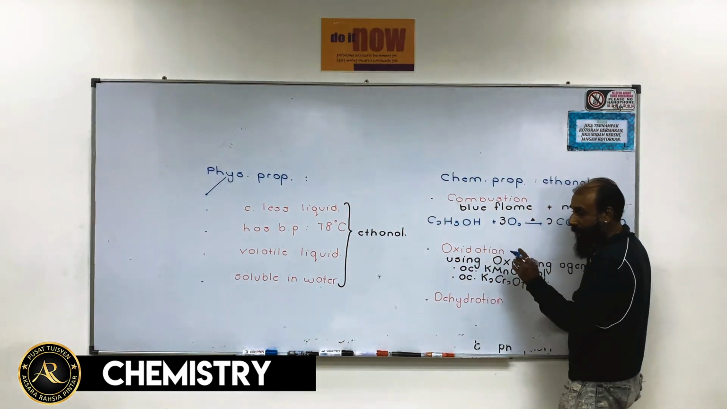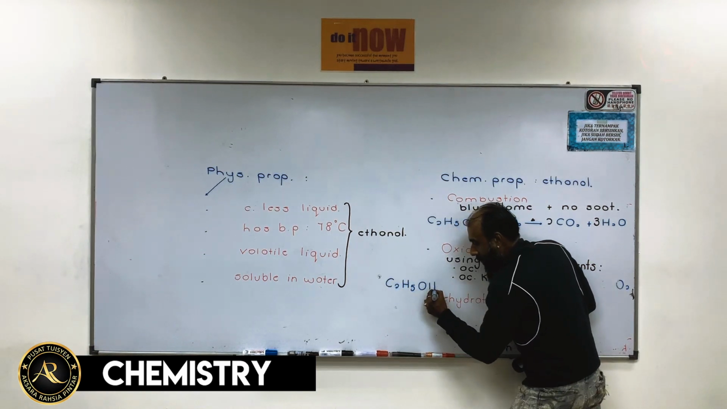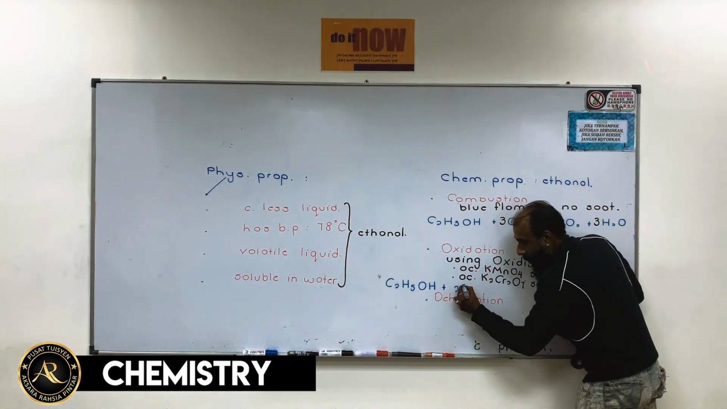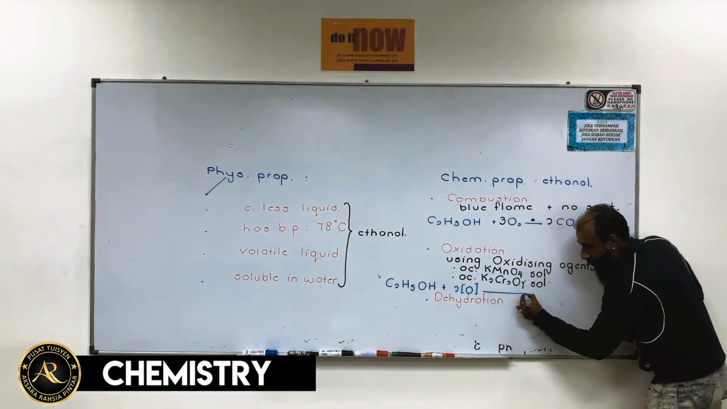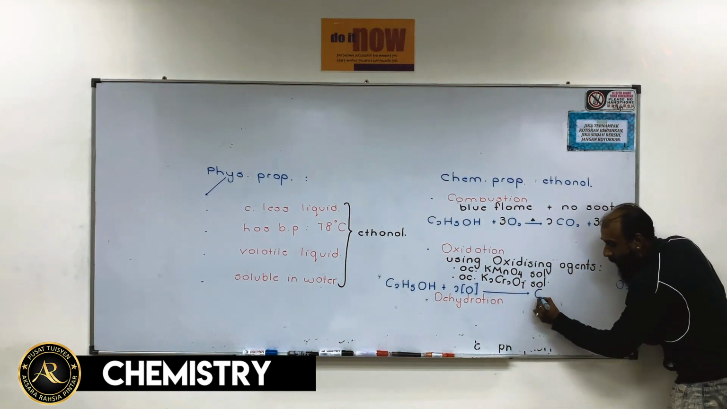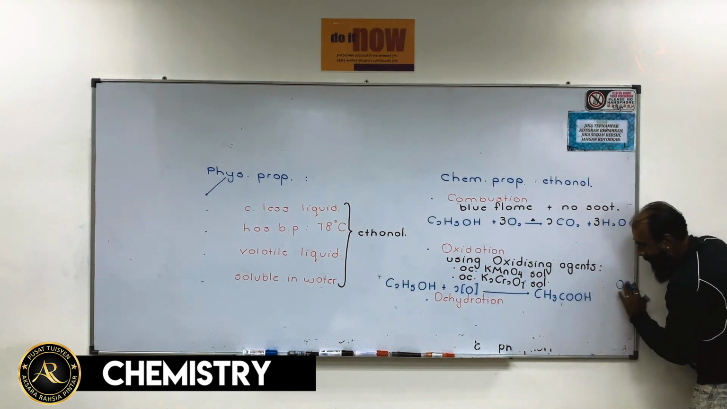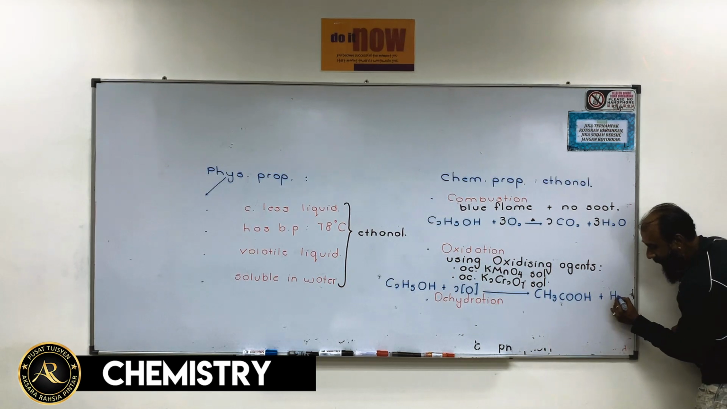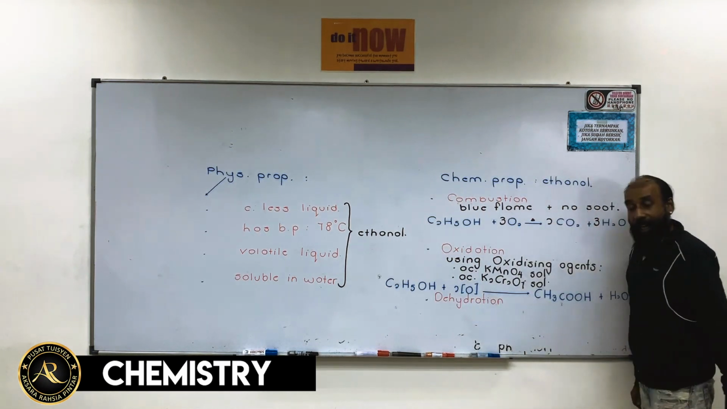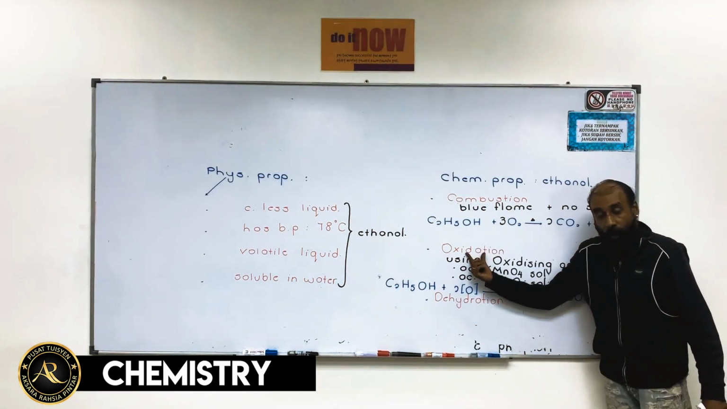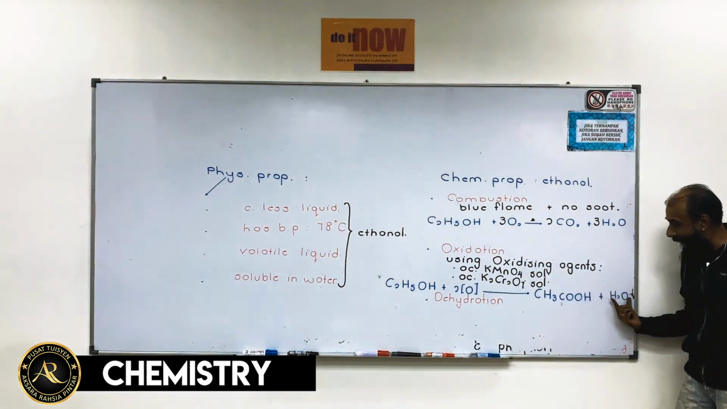Let's look at the chemical equation. C2H5OH added with oxygens supplied by the oxidizing agent. The product you will get is carboxylic acid and water. So I repeat one more time, when we use alcohol, the oxidation process produces carboxylic acid and water.